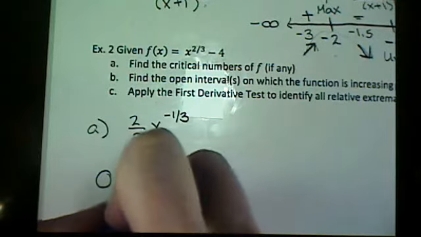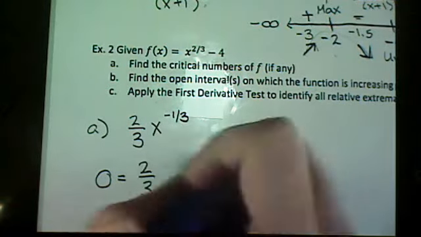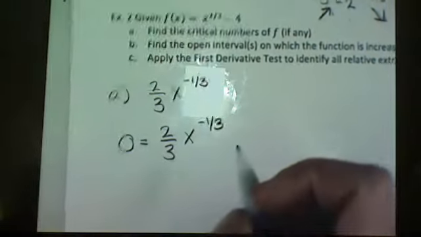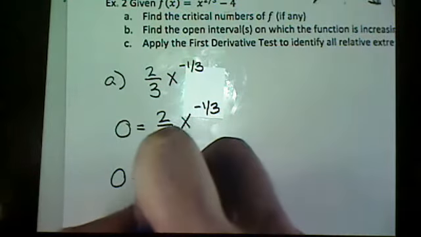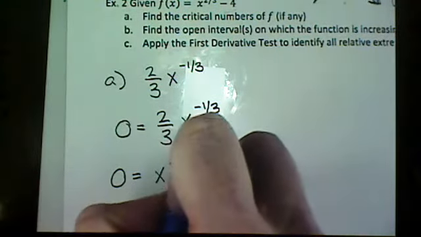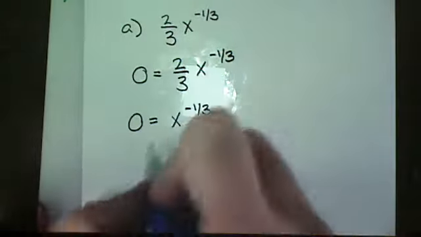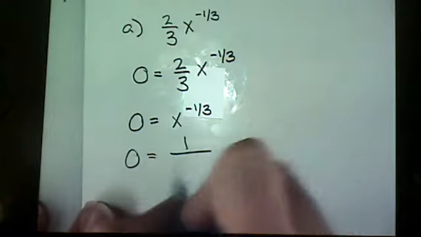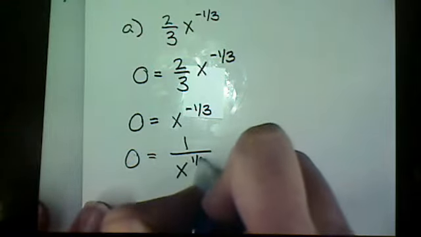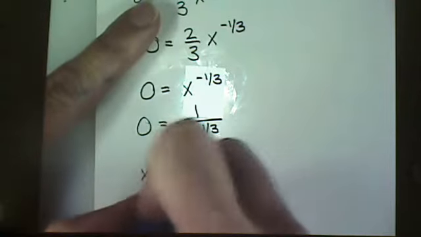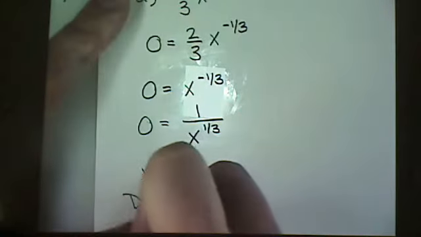We'll set the derivative equal to 0 and solve. This goes away. We get 0 equals x to the power of -1/3. But if you think about it, that's a negative exponent, so it's really 0 equals 1 over x to the 1/3. So my critical number is x equals 0, and it's also a discontinuity.